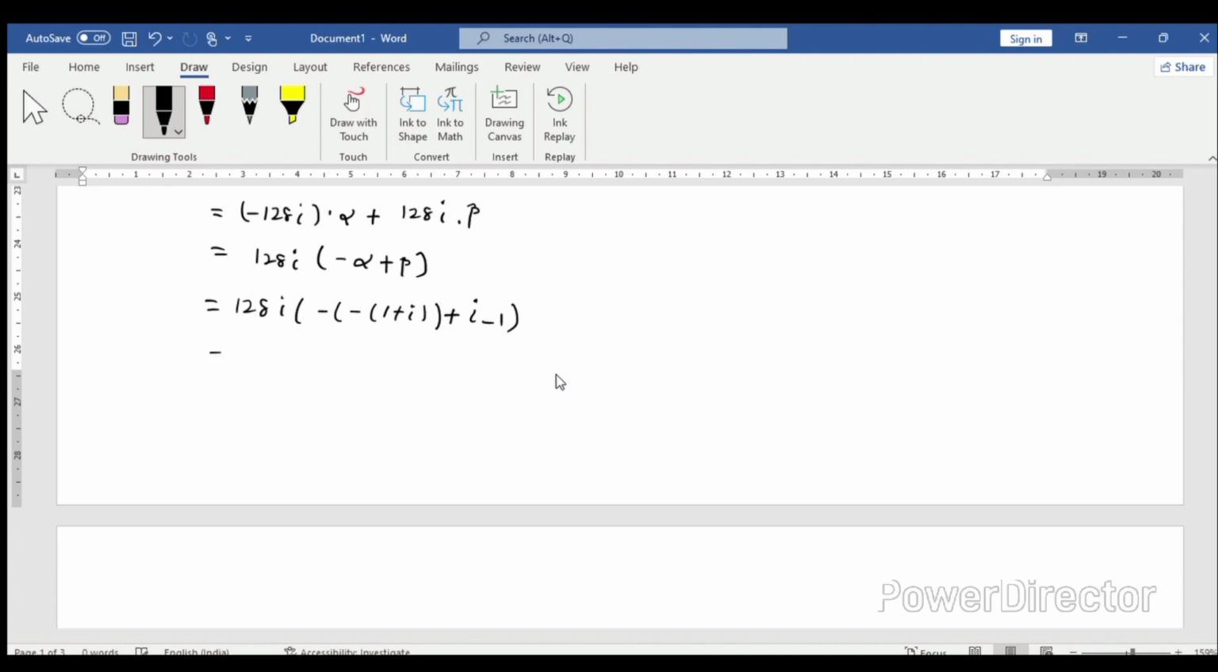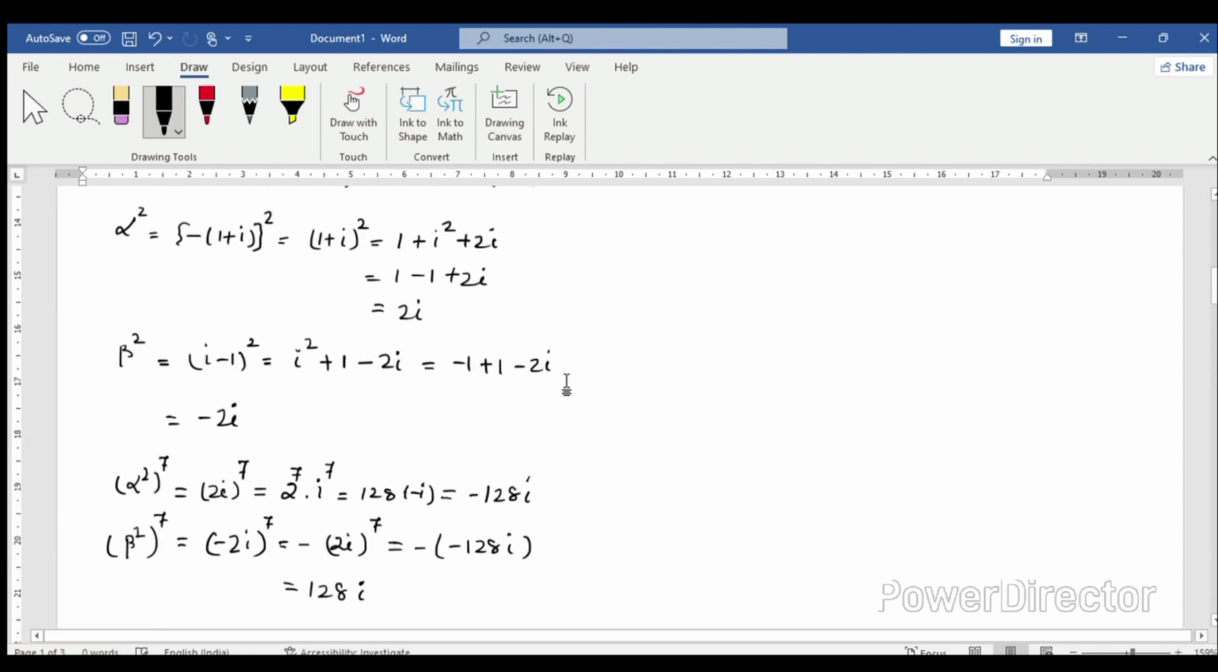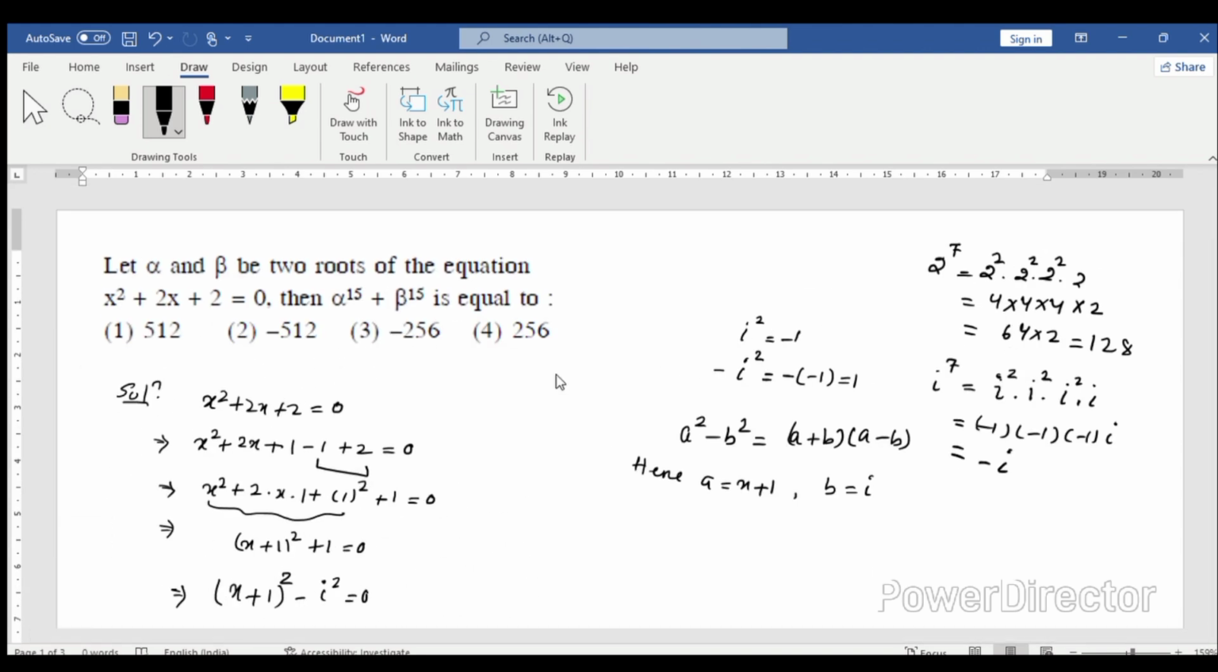Now see, with 128 iota, minus minus is plus, so it becomes 1 plus iota plus iota minus 1, and plus 1 minus 1 cancels, so it becomes 128 into 2 iota. You know that 128 into 2 into iota square is 256 into minus 1, that is minus 256. So in this question our answer is minus 256.